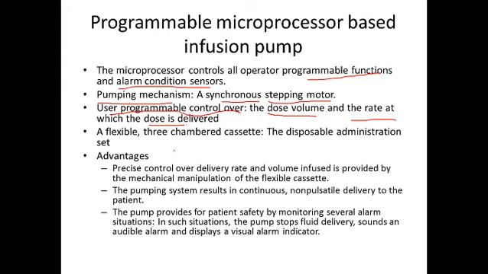Then it consists of a flexible 3-chambered cassette. Okay, now why are you using the cassette? Because that cassette will give the precise control over the drug delivery rate, and the volume infused is provided by the mechanical manipulation of the flexible cassette. So by using that flexible cassette, you can exactly monitor how much volume. So how you are going to control the volume and how you are going to control the delivery rate, that is actually achieved using a 3-chambered cassette. So that cassette will provide us the precise control over these things.